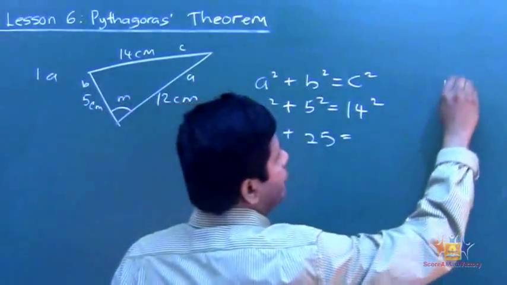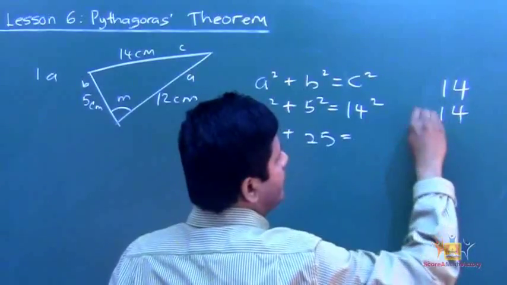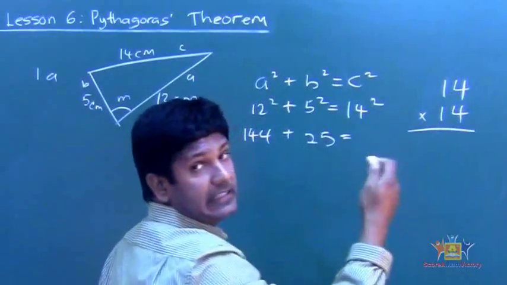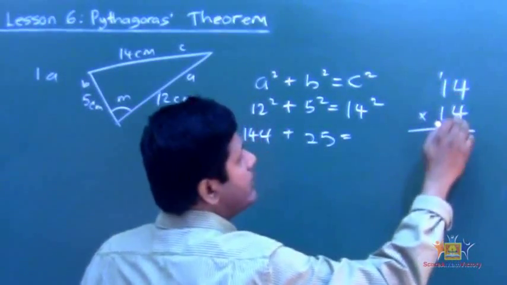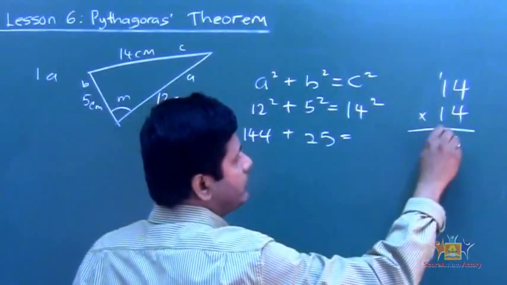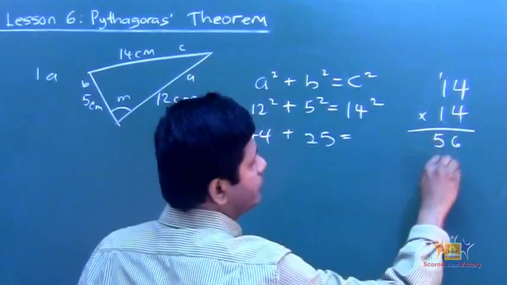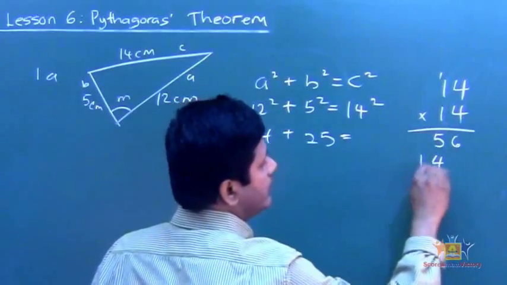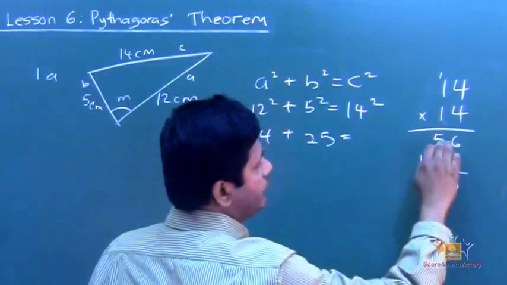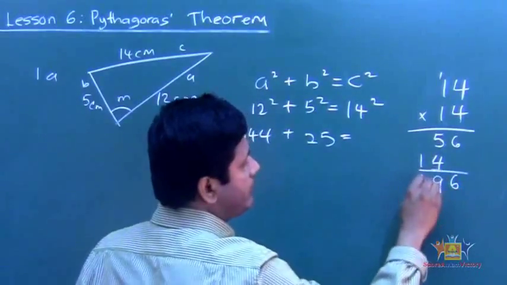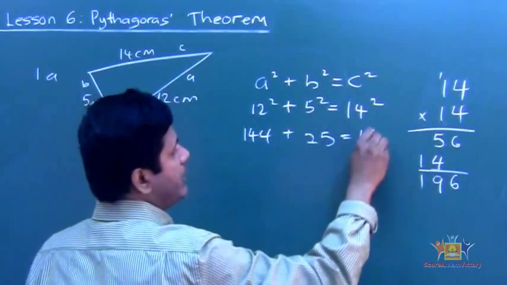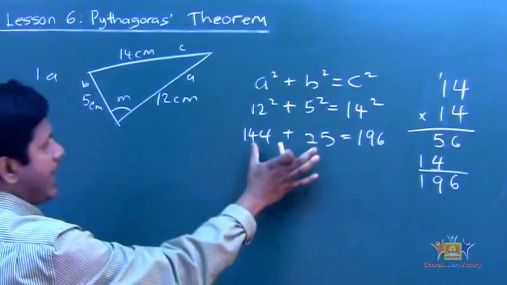So let's line it up. 14, line it up with another 14. So 4 times 4 is 16. So we're going to put 6, carry 1. 4 times 1 is 4, plus 1 is 5. We're going to times with 1, so we'll start right there. 1 times 4 is 4. 1 times 1 is 1. Alright, 6. And then 5 plus 4 is 9. And then we're going to bring 1 down. So it gives 196. Now we're going to add this 2.